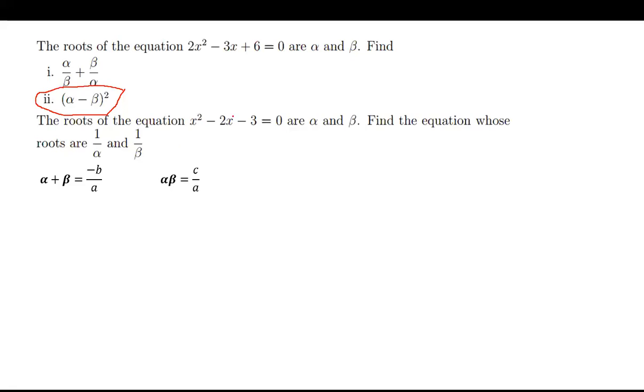Then the roots of the equation x squared minus 2x minus 3 is equal to 0 are alpha and beta. Find the equation whose roots are 1 over alpha and 1 over beta. This is a very interesting question. The question is saying find the what? The equation whose roots are 1 over alpha and 1 over beta, given this.